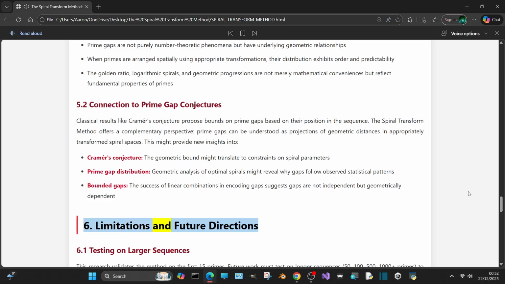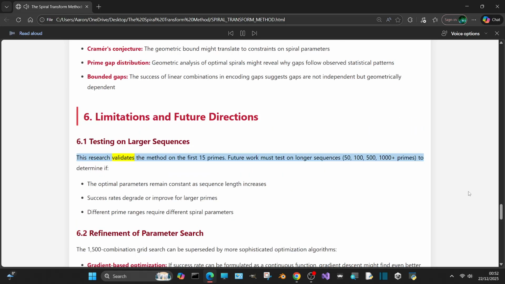6. Limitations and future directions. 6.1 Testing on larger sequences. This research validates the method on the first 15 primes. Future work must test on longer sequences, 50, 100, 500, 1000 plus primes, to determine if the optimal parameters remain constant as sequence length increases. Success rates degrade or improve for larger primes. Different prime ranges require different spiral parameters.